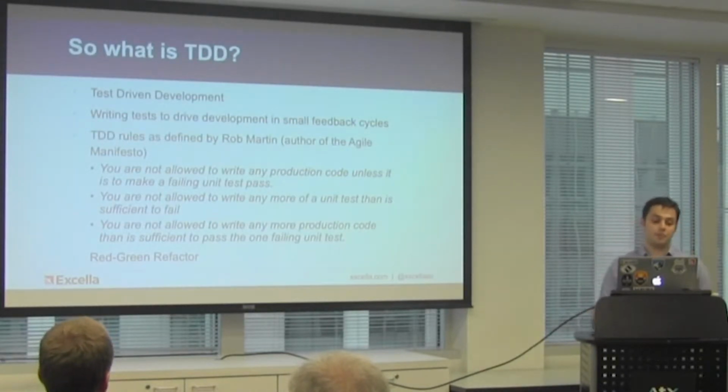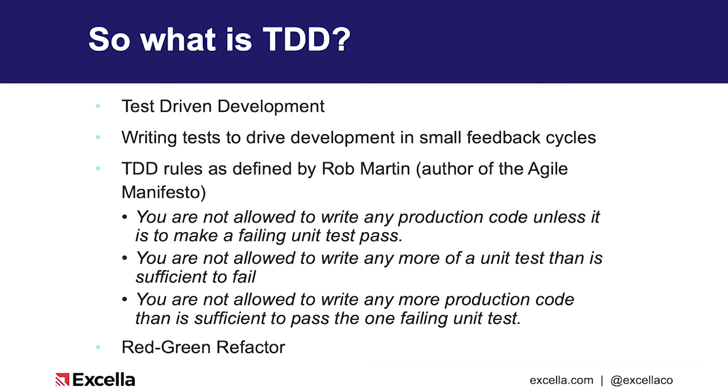So what is TDD? TDD stands for test-driven development. Simply put, that's writing tests to drive development in small feedback cycles. TDD was defined by Rob Martin, the author of the Agile Manifesto, using 3 rules. The first one being you are not allowed to write any production code unless it is to make a failing unit test pass. The second one being you are not allowed to write any more of a unit test than is sufficient to fail. And third, you are not allowed to write any more production code than is sufficient to pass the one failing unit test that you have.